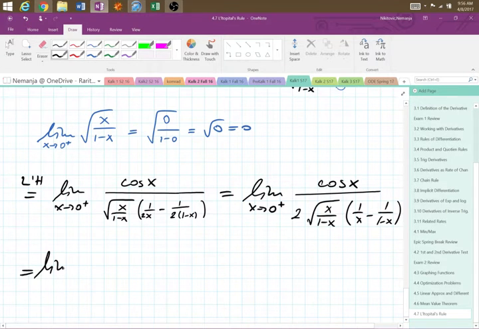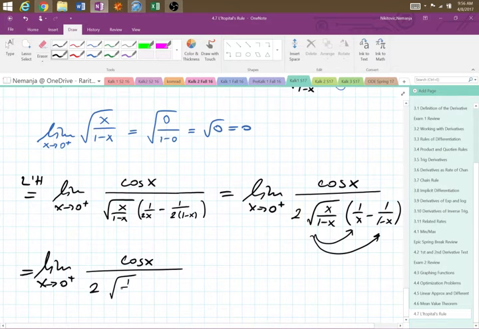Let's distribute everything, see what we get. 2 times, we have cosine x in the numerator. Now this one distributes over both, right? When 1 over x goes under the square root, it becomes 1 over x squared. Then 1 x cancels. So the first square root is the square root of 1 over x, 1 minus x.